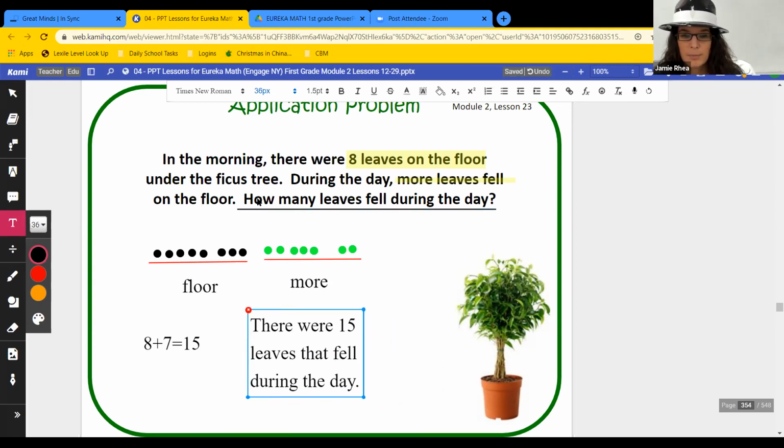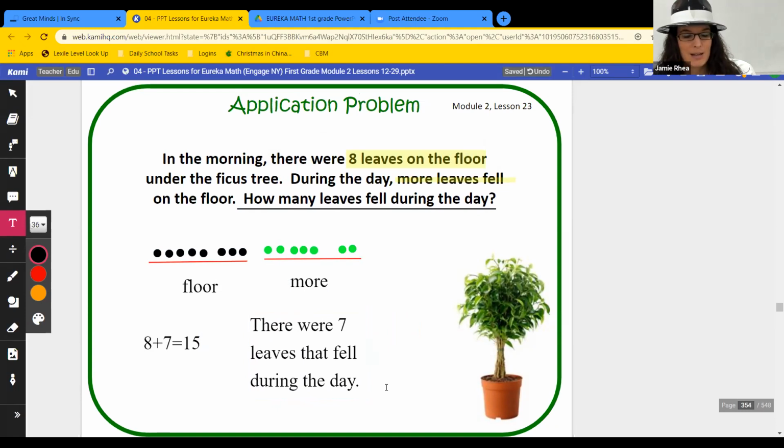Did we read the problem and look for clues? Yes. Did we draw out a picture and label it? Yes. Did we make a number sentence? Yes. Did we make a statement? Yes. Can we answer how many leaves fell during the day? Yes, we can say 7 leaves. Oh, let's change it. There were 7 leaves that fell during the day. Oh, we almost messed that up.